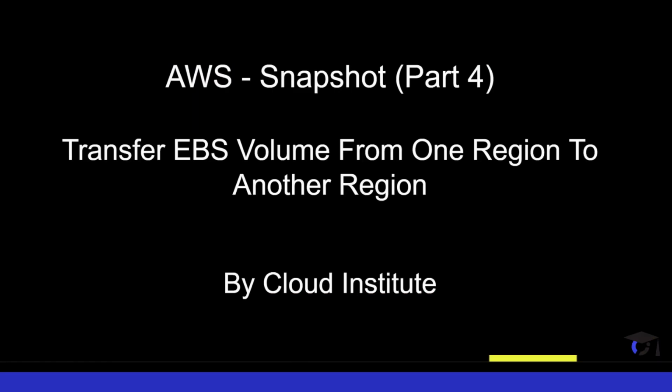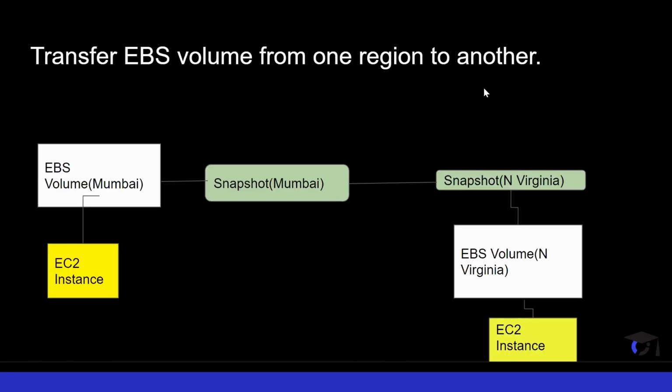Hello everyone. After doing a basic discussion about snapshot, let's see how to transfer an EBS volume from one region to another region using snapshot. While discussing EBS volume, I have already mentioned we can attach an EBS volume to an EC2 instance if and only if both of them are present in the same availability zone. But if they are present in different availability zones, we can't attach them together. You don't even have any option to transfer an EBS volume from one region to another region directly.